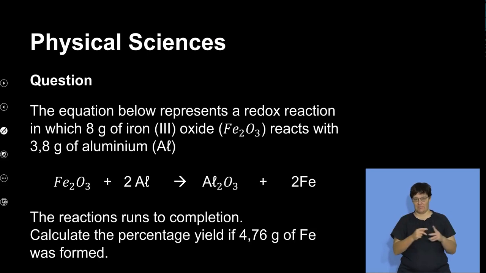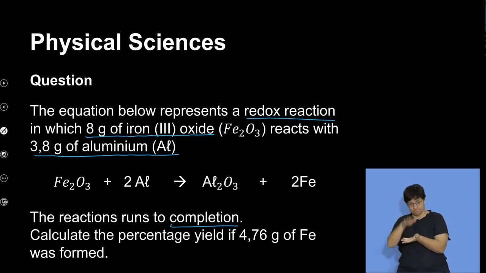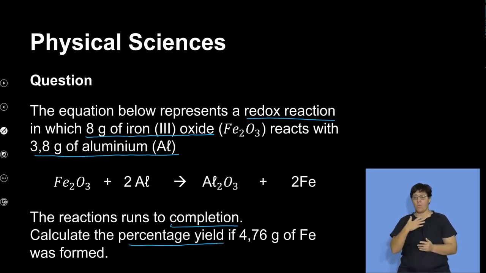Okay, in this question, it says the equation below represents a redox reaction that has a lot to do with the transfer of electrons. There is 8 grams of iron 3 oxide that reacts with 3.8 grams of aluminium according to the balanced equation of reaction. So this reaction runs to completion. It means one of the two reactants actually gets used up, and then the reaction stops for that reason. So we want to determine the percentage yield given that 4.76 grams of iron was formed, right?